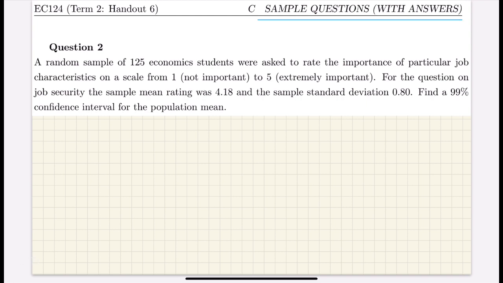It says that a random sample of 125 economics students were asked to rate the importance of a particular job characteristic on a scale from 1 to 5. This is very important information. We know that n equals 125. And then for the question on job security, the sample mean rating was 4.18. Another very important piece of information. So we know that x bar equals 4.18, and the sample standard deviation is 0.8. We write it down as s equals 0.8. And we're asked to find the 99% confidence interval for the population mean.